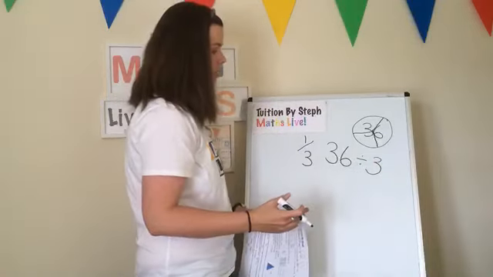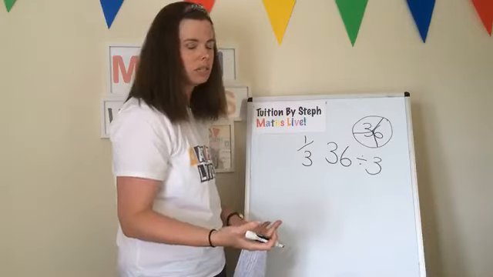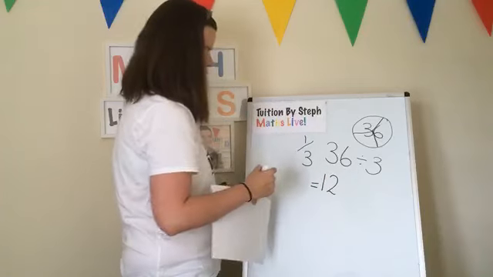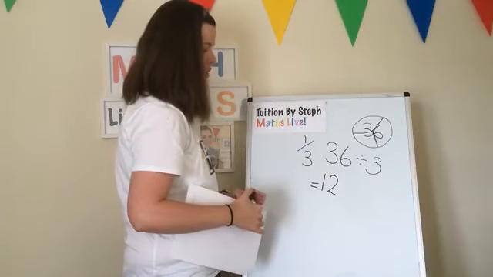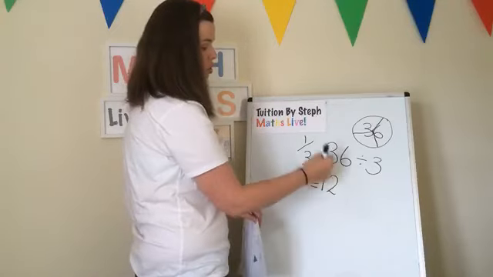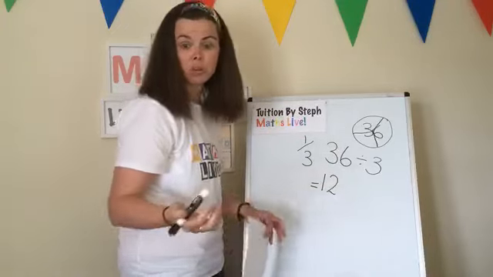So you need to do your 3 times tables. We know that 10 3s are 30, 11 3s are 33, 12 3s are 36. So 1/3 of 36 is 12. You can check it, because if you do 12 times 3, that is also 36.